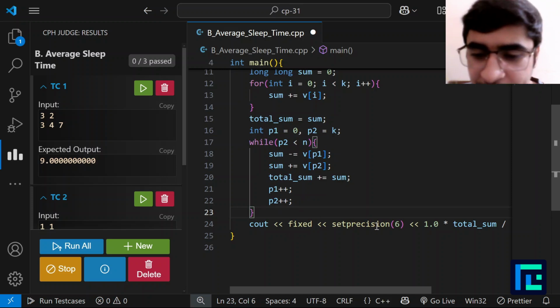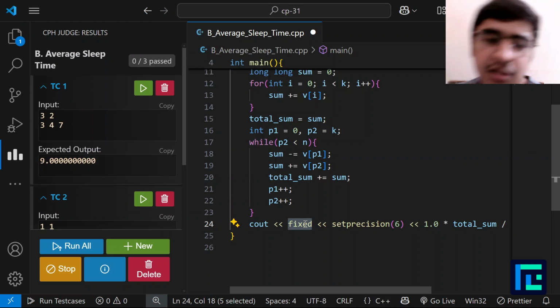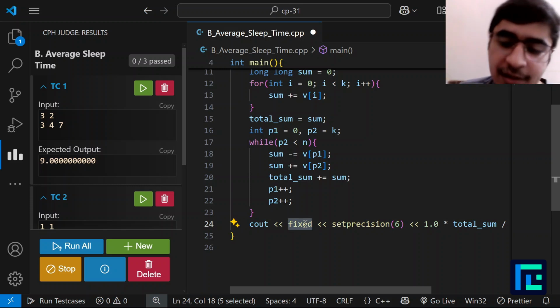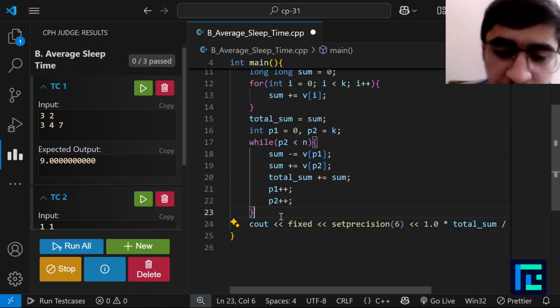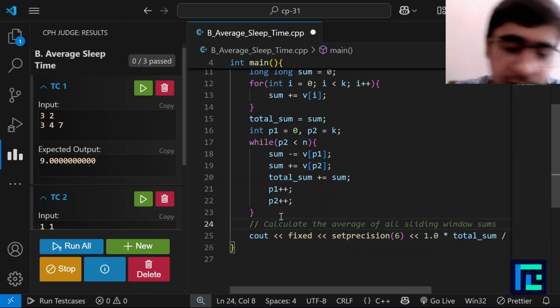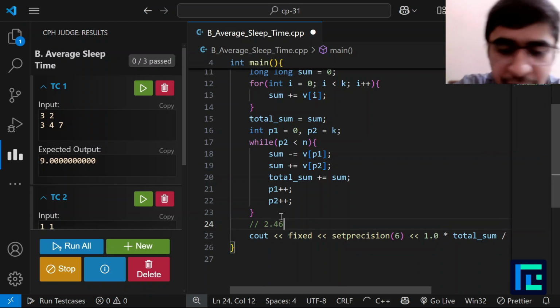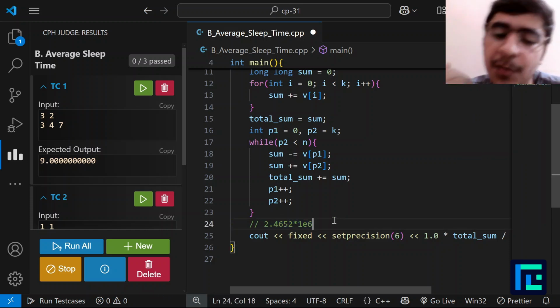And then in the end, we have to print till precision 6, and also we have to use fixed here to ensure that the answer is calculated till the precision. Because if you do not use this and directly print it out, C++ will print something like 2.5256e6. It won't calculate to the precision that we want.